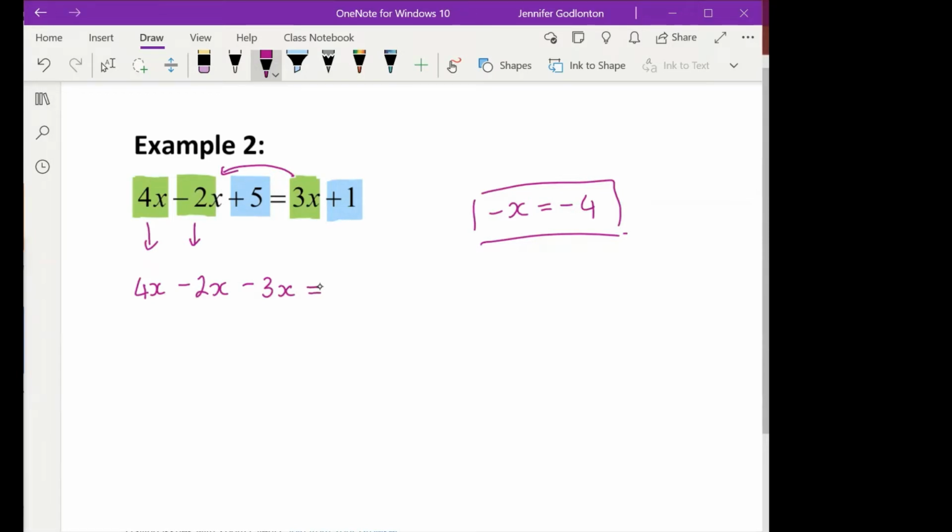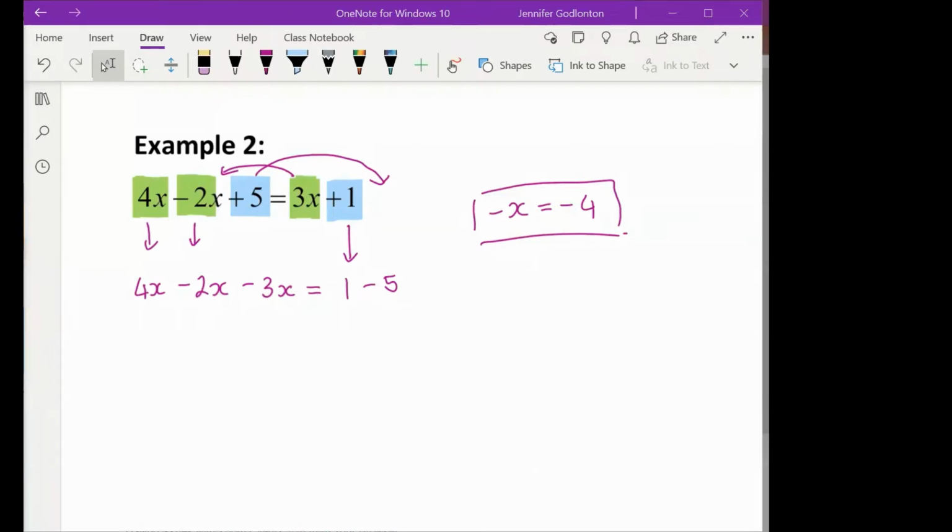Okay. Then we look at our numbers. This 1, nothing's happening to it. So it stays as it is. And that 5 is going to move over that equal sign. And it was a positive 5. And now it is going to become a negative 5. Okay. So we're at this point over here. We've moved all of our x's and we've moved all of our numbers.